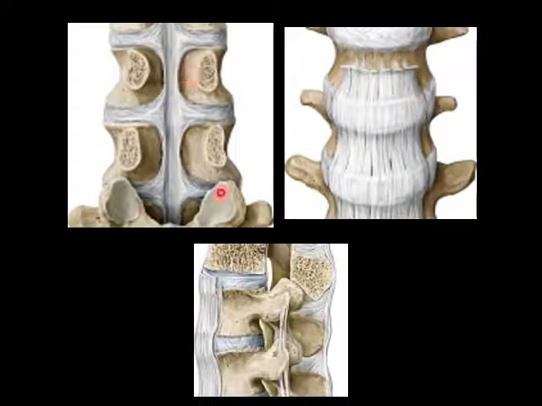Again, we are looking into the vertebra from behind. This is the posterior longitudinal ligament. This is the anterior longitudinal ligament. This is the intertransverse. This is the interspinous. This is the supraspinous ligament. And in between the laminae and each other, there is here the ligamentum flavum.